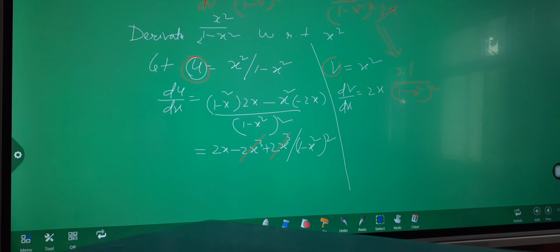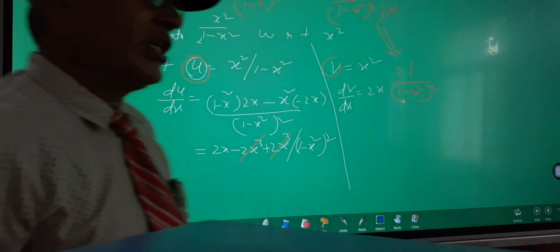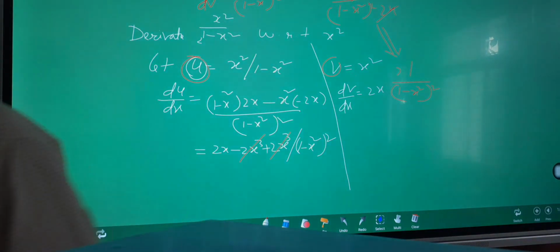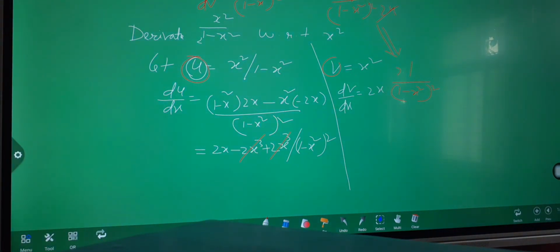And a few more problems I will come with for the standard maths students. That is parametric functions based on trigonometric functions.